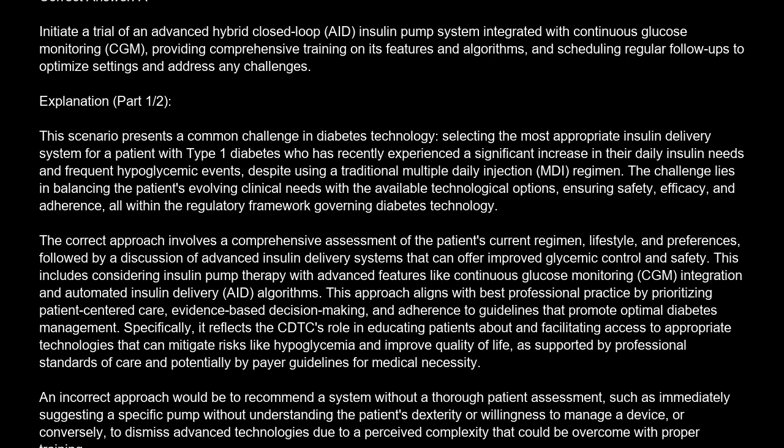algorithms. This approach aligns with best professional practice by prioritizing patient-centered care, evidence-based decision-making, and adherence to guidelines that promote optimal diabetes management. Specifically, it reflects the CDTC role in educating patients about and facilitating access to appropriate technologies that can mitigate risks like hypoglycemia and improve quality of life, as supported by professional standards of care and potentially by payer guidelines for medical necessity.